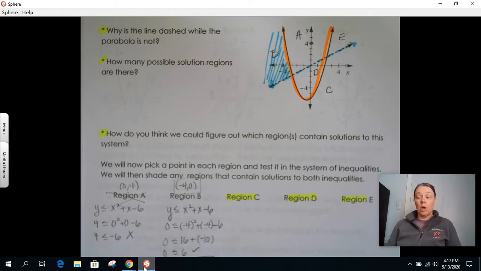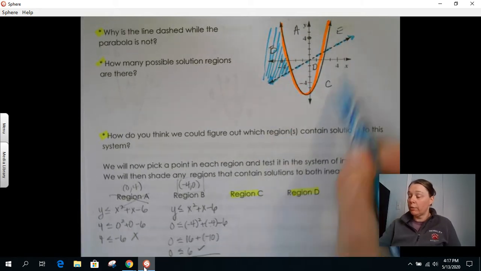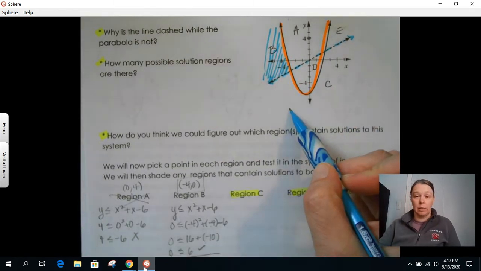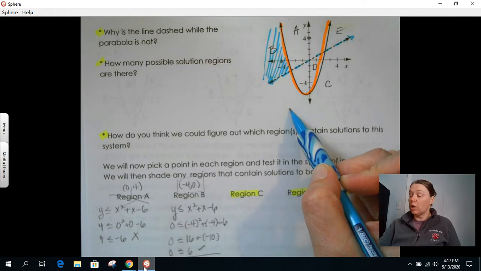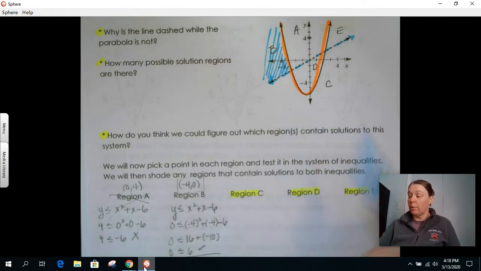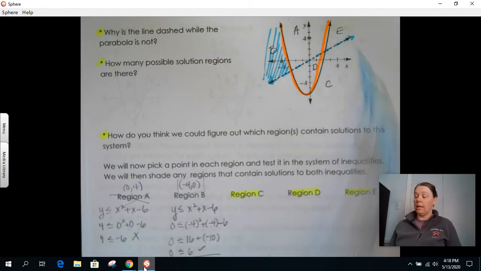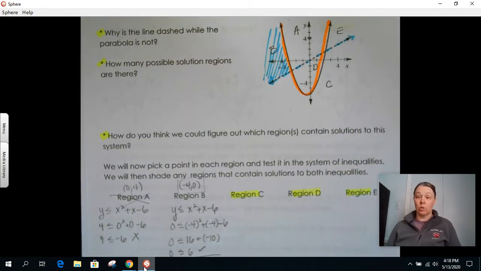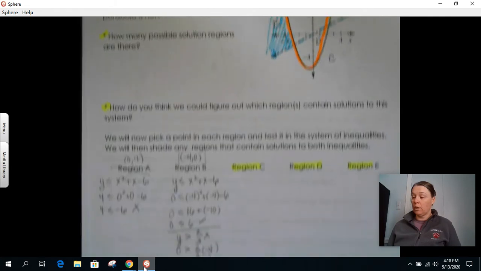So now what you are going to do is go through that same process. You're going to pick any point here in region C and check and see if it makes both inequalities true. You're going to check anything in region D, any point, pick one. You're going to pick anything in region E and see if it works. Those are going to be Edpuzzle questions.